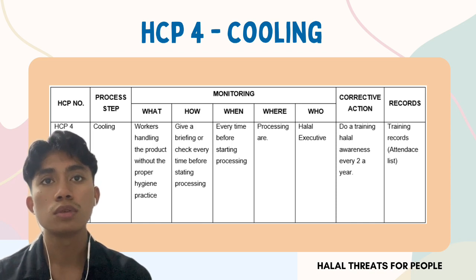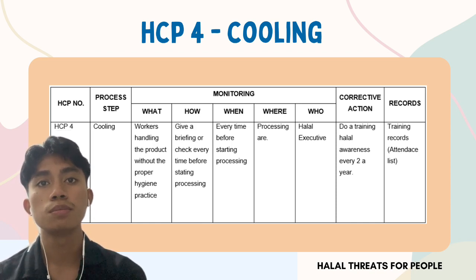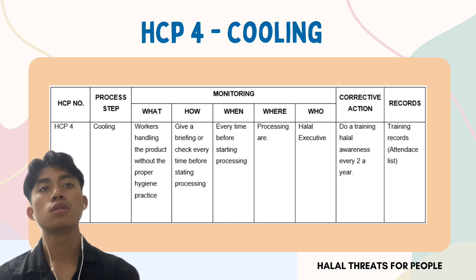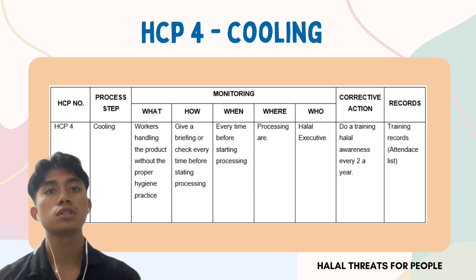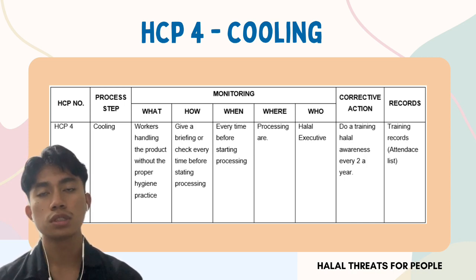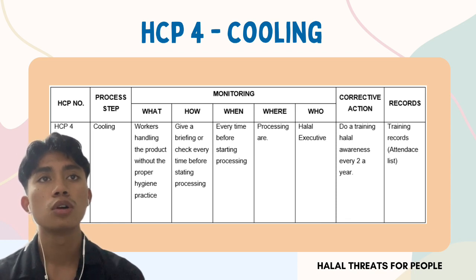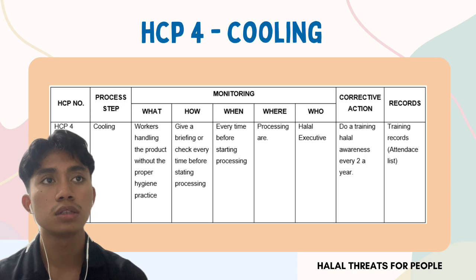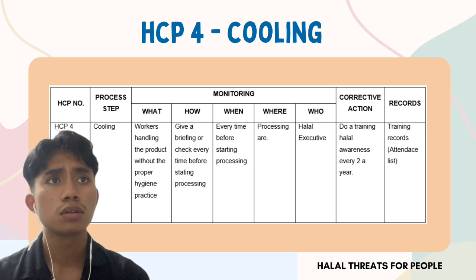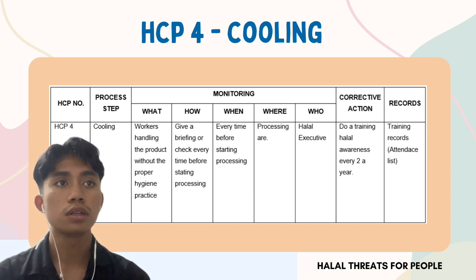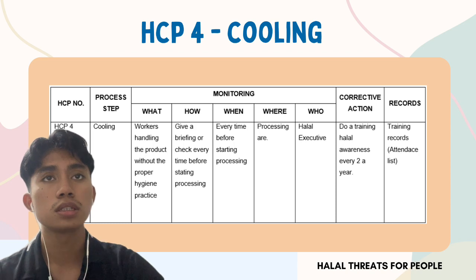Next is cooling, halal threats for people. The issue is workers handling the product without proper hygiene practice. How: give a briefing or check every time before starting processing. When: every time before starting the processing. Where: in the processing area. Who to monitor is the halal executive. The corrective action: do halal awareness training every 2 years. Records: training records, attendance list.